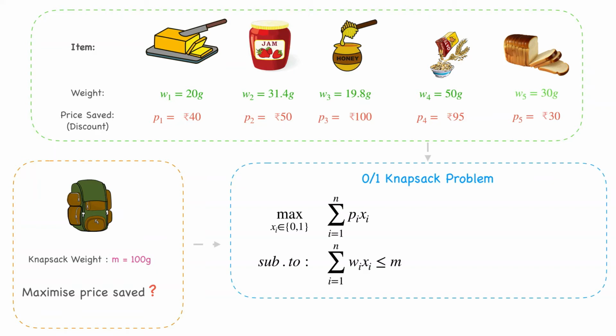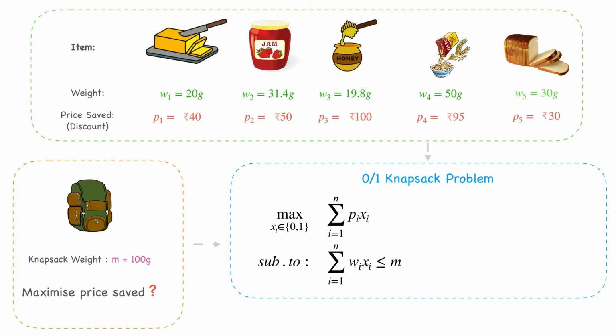So this is a 0-1 knapsack problem where Pi is the price saved, Wi is the weight of the ith item, and Xi can take either 0 or 1. If you are including the ith item, Xi would be 1. If you're not including it, it would become 0. So it's identifying this combination of zeros and 1s. So it's a combinatorial problem.